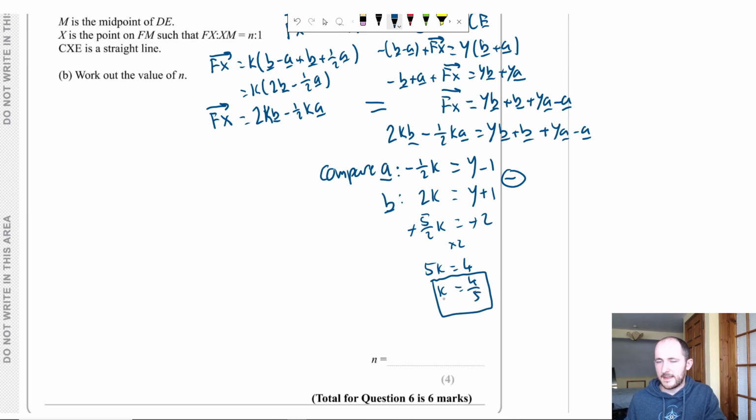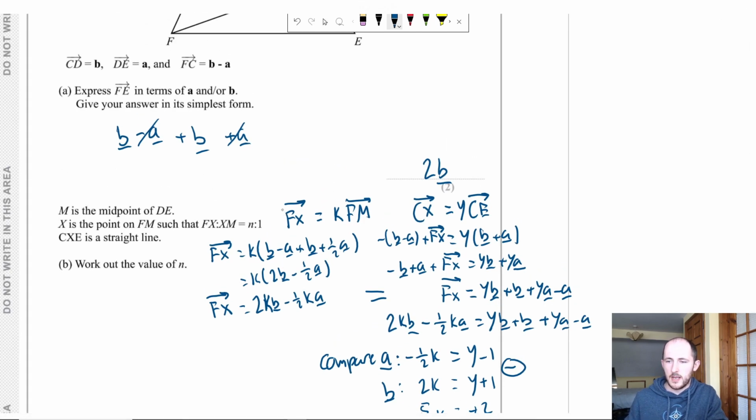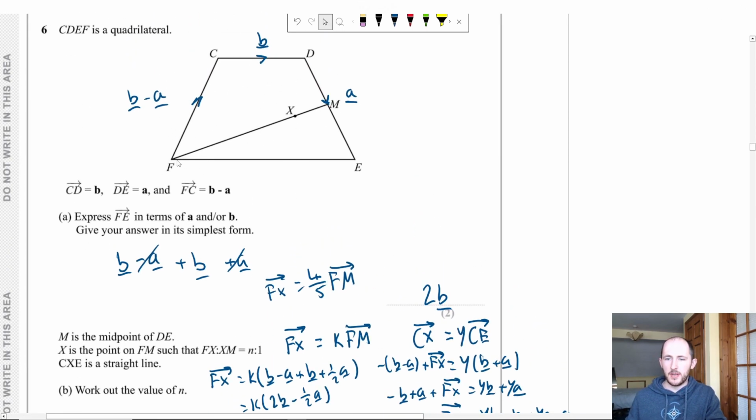So now if I look back at the original question, or the original thing I wrote, f of x is 4/5 of f of m. So if I broke this up into a ratio, f of x is 4 and x to m is 1. In total, there's 5 parts, right? Because again, f of x takes up 4 parts, and x to m takes up 1 part. So it's 4/5 of the total line.